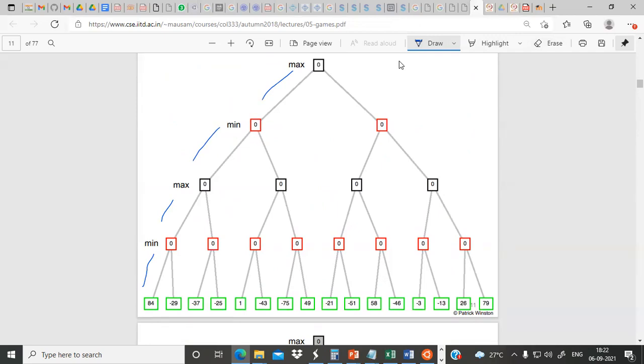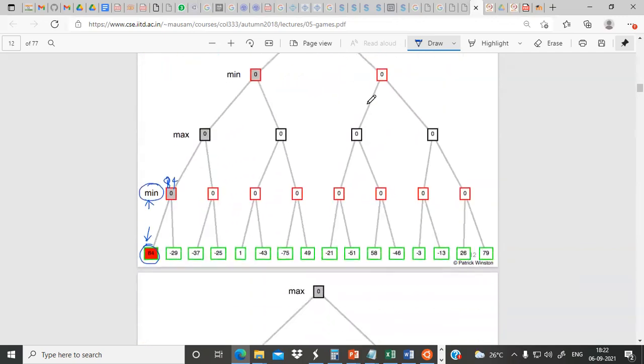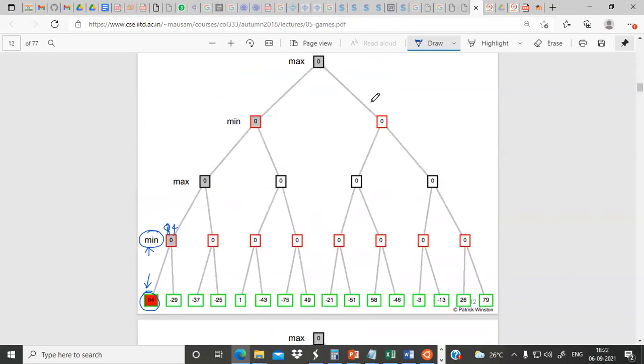At the top, what is the parent? Parent is min or max? Min. So it will take the minimum of all the successors. But now we have explored only one successor, that is 84. So as of now, we know only one successor. That value will go to the parent, because the parent always wants the minimum value, and currently we have only one value, so it goes there. This is called backing up. This 84 is now backed up to the parent.